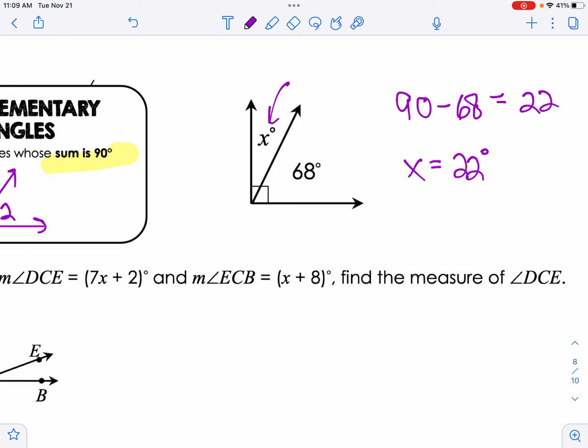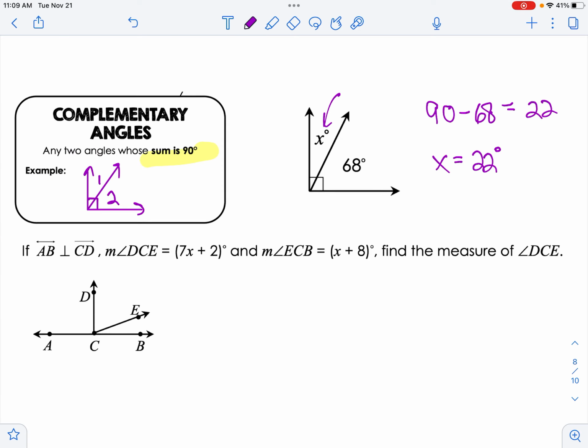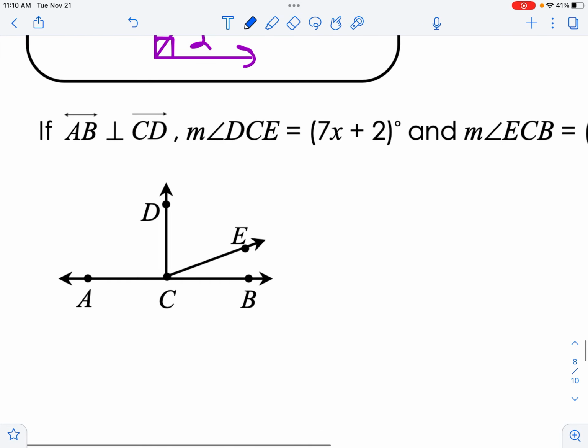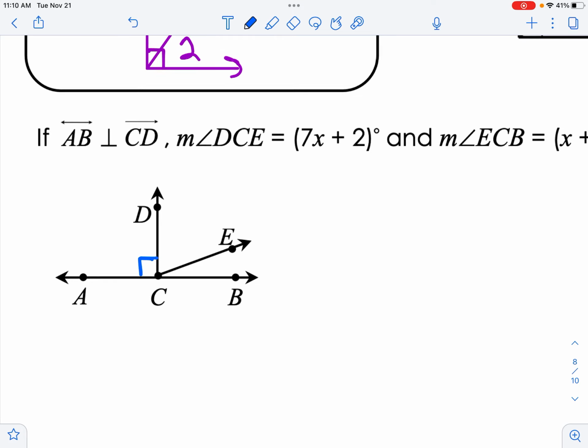Okay. Now let's see if we can do this. This one looks kind of tricky. So let's see if we can handle this one. And there's kind of a lot going on, but I think we got it. All right. It says, if line AB is perpendicular to CD, so I'm just going to put that right angle in there right away. I know that those form a 90-degree angle.